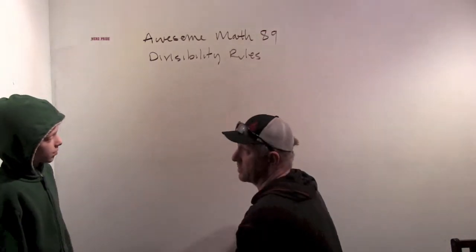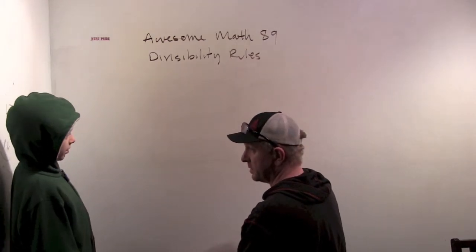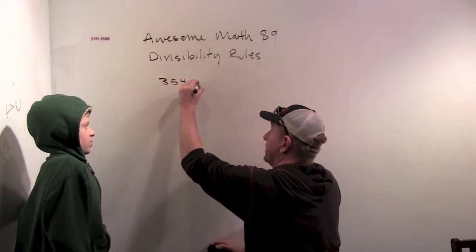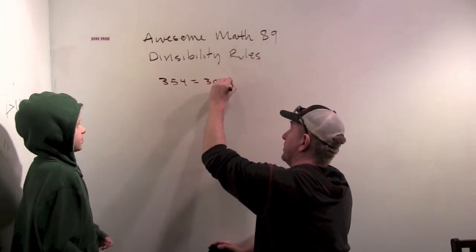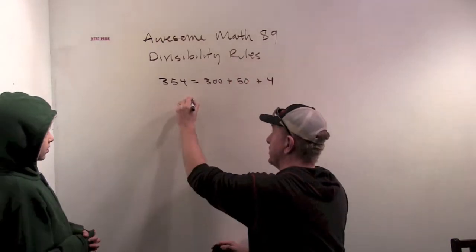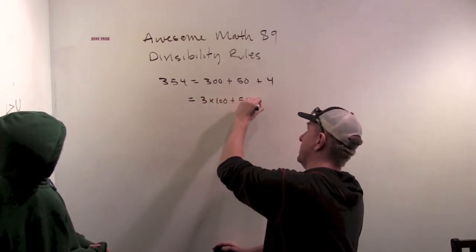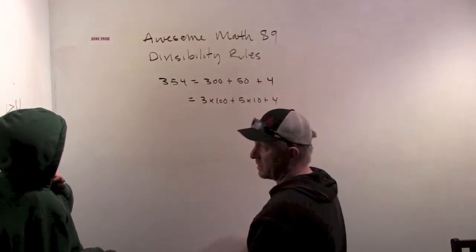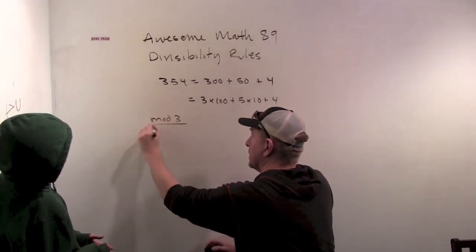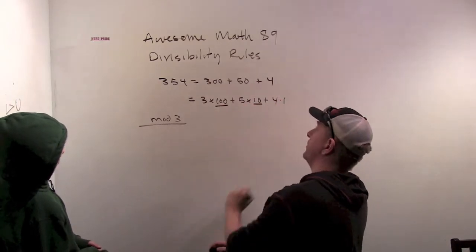Modular arithmetic is why it works. So pick a 3-digit number. Let's do 354. 354 is 300 plus 50 plus 4, right? Which is 3 times 100 plus 5 times 10 plus 4. Now let's look mod 3. First we'll look at the parts mod 3.